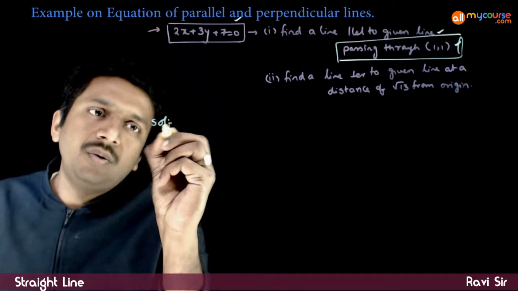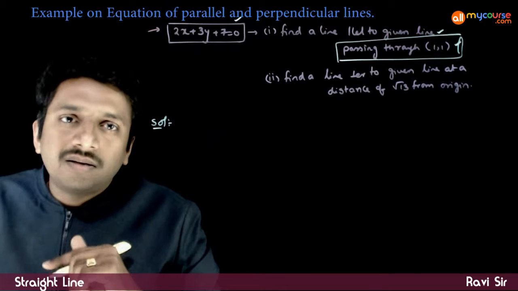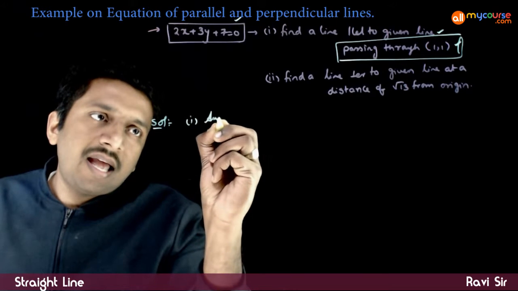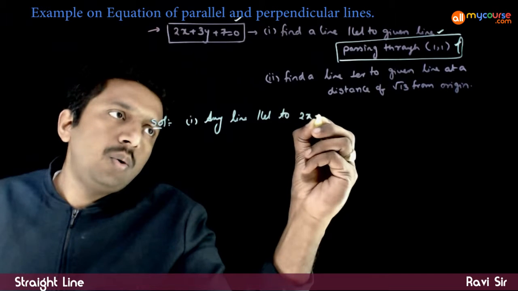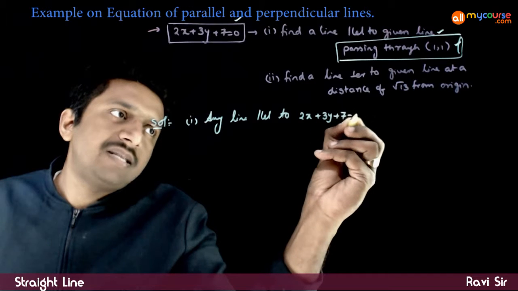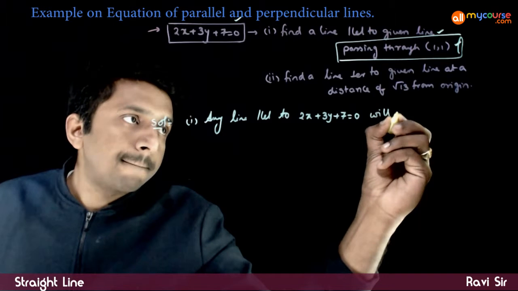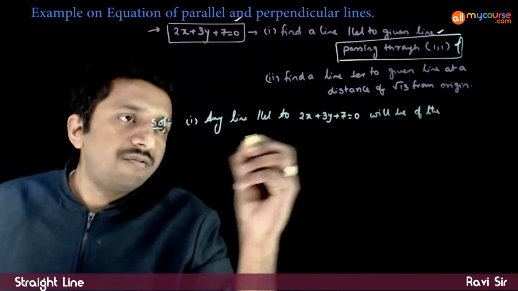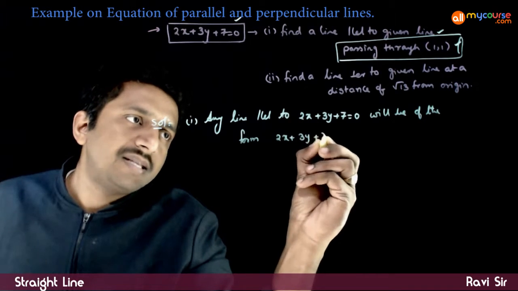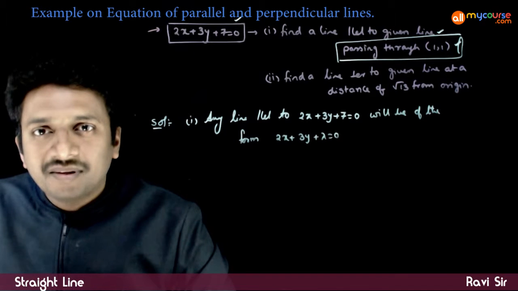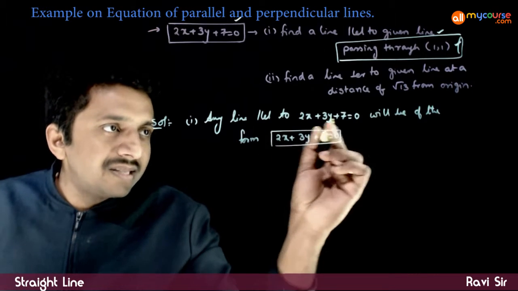Now, how do we do this? So, I want a line which is parallel to this passing through (1, 1). So, what I do is, any line parallel to 2x plus 3y plus 7 is equal to 0 will be of the form 2x plus 3y plus lambda is equal to 0, where lambda is an unknown. So this is any line parallel to this given line.